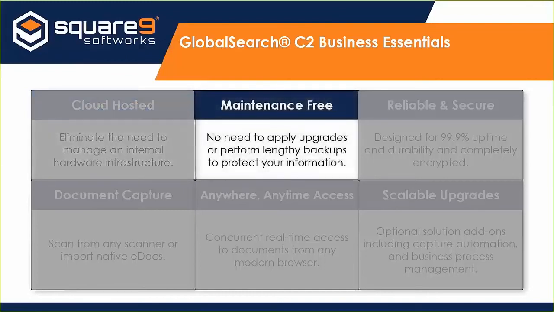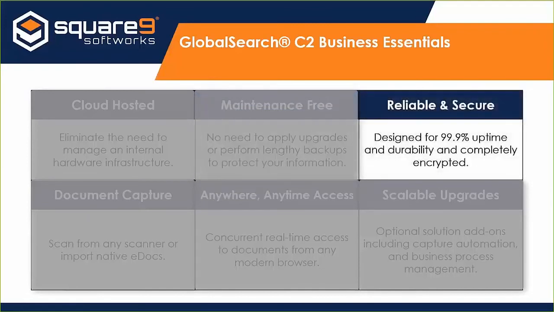Because it's built in the cloud, it's also maintenance-free, so there's no need to apply upgrades or perform lengthy backups to protect your information. As we discussed, this sits on top of Amazon Web Services, which is extremely reliable and secure. It's designed for 99.9% uptime and data durability, and all documents, both stored at rest as well as in transit, are completely encrypted. The Business Essentials component comes pre-configured for rapid deployment for the practice areas of accounts payable, accounts receivable, human resources, and contract management.